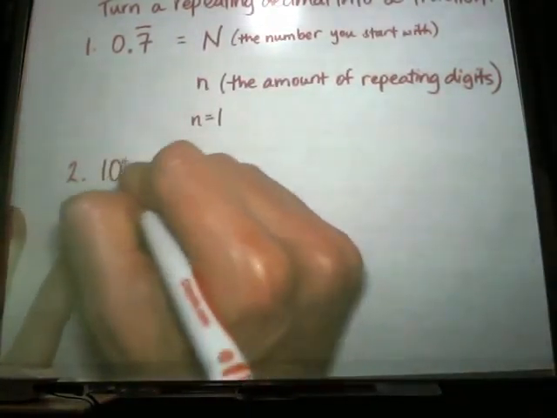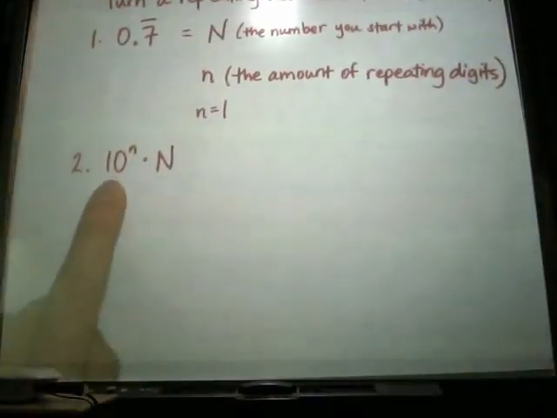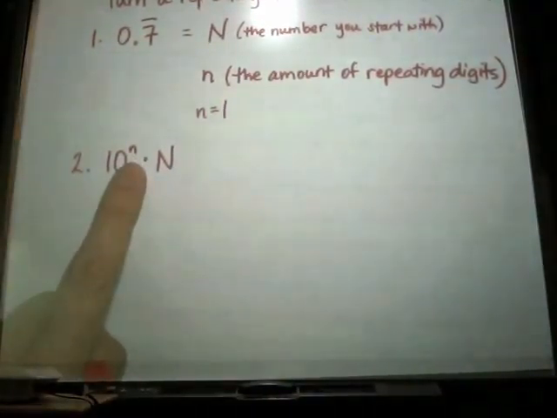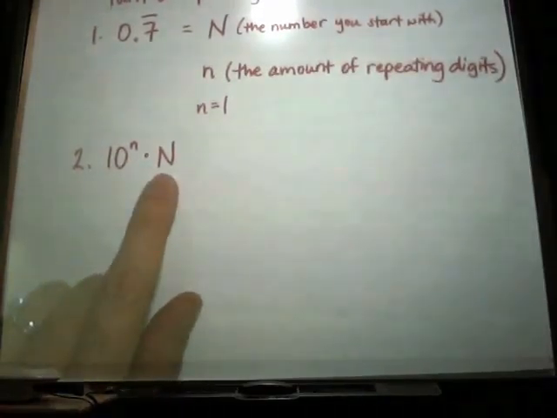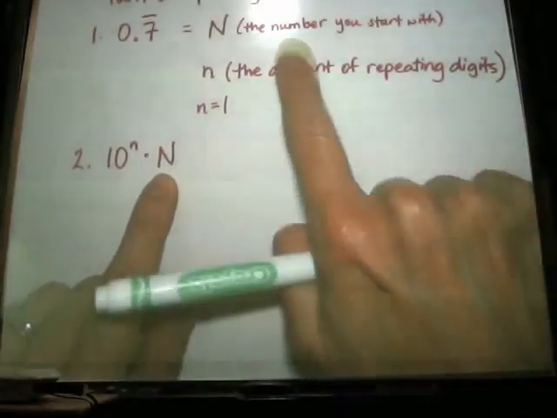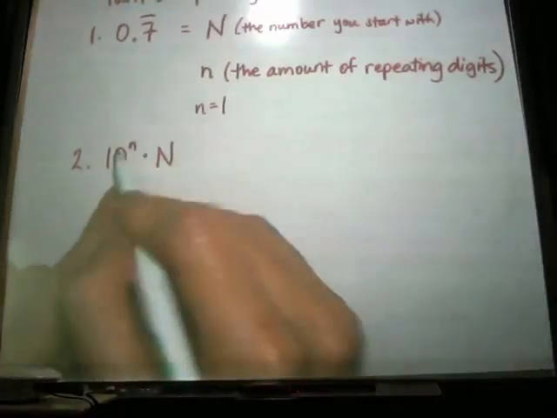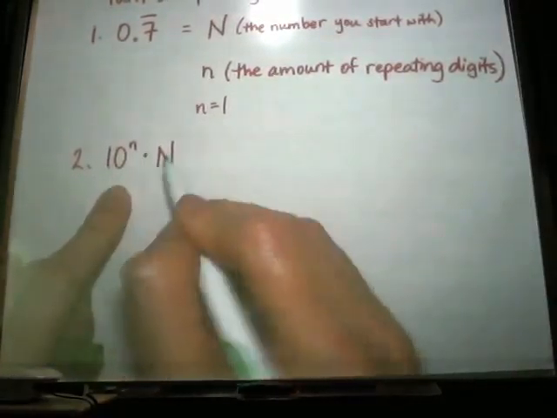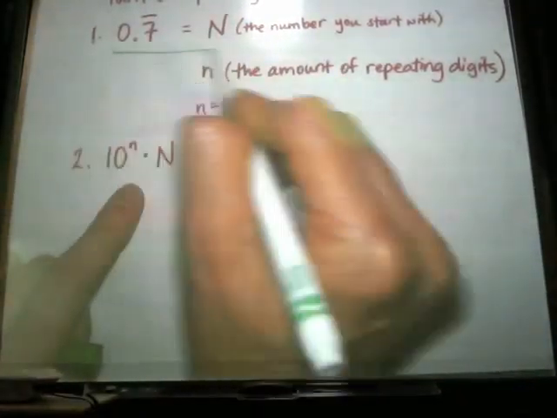Step 2 is we're going to multiply base 10 to our little n, which we just said was 1, times big N. Well, big N is our original number, right? Big N up here, the number you start with. So here's what this problem would look like. So here's what you do every time. Okay, this part on the left. Here's the stuff for this problem.